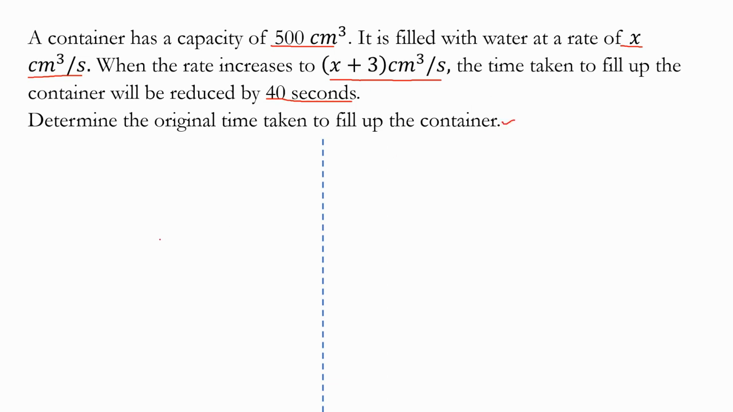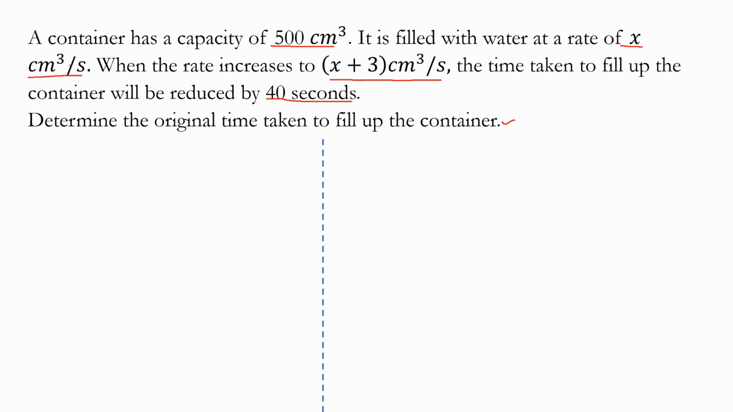So what do we do here? We have the original time, and then the time after the rate has been increased. The difference between the original time and the new time is 40 seconds. So the original time minus the new time should give us 40. Then we create an equation and solve for x, where x is the rate.